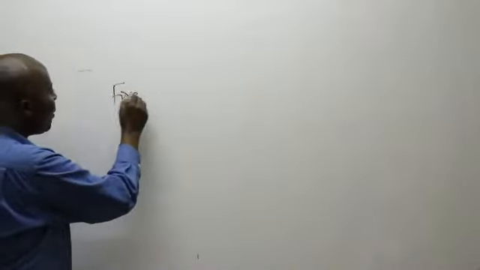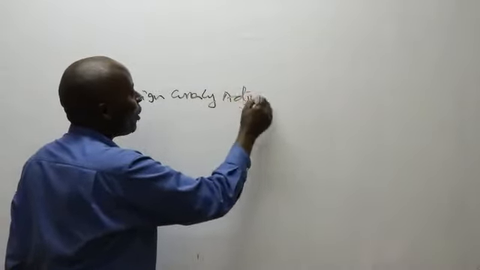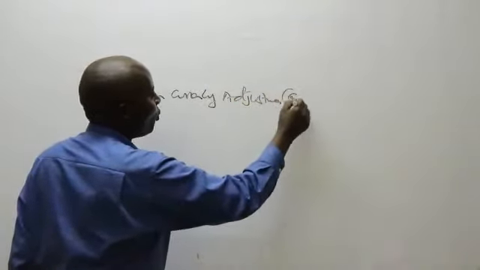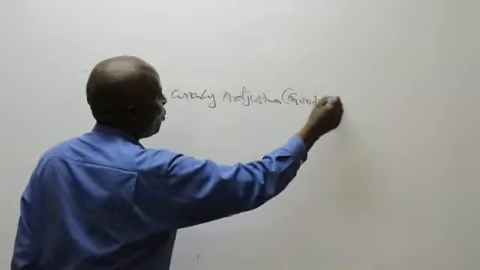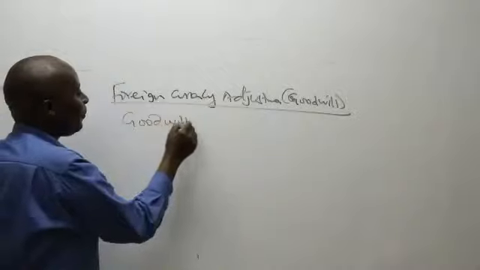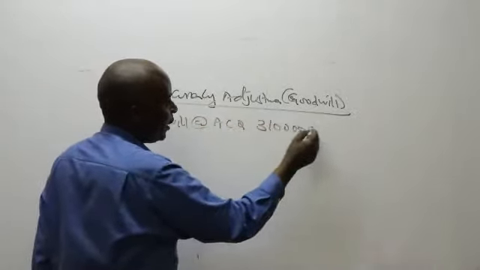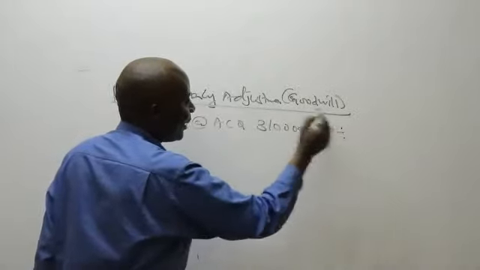So foreign currency adjustment for goodwill. We have just those two for goodwill. So what do we have here? We have goodwill at acquisition. You gave me 310,000 DN, and I want to translate.